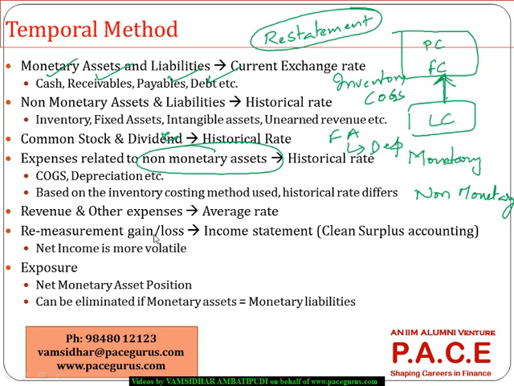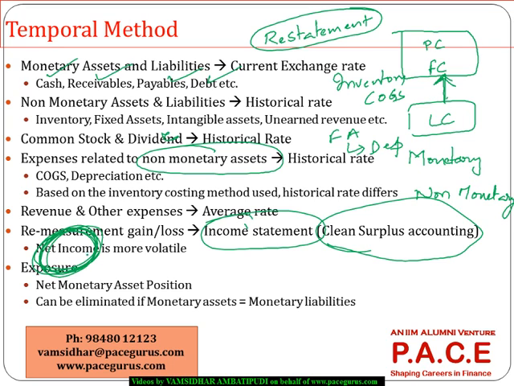Right? And as a part of this, the remeasurement gain or loss is directly going into the income statement. No entry is made as a part of the cumulative translation allowance. So that's the reason we call this model of accounting screen surplus accounting. Because of this, as the exchange rate fluctuates, we see that the net income also fluctuates more and more. That is why in this case the net income is more and more volatile.